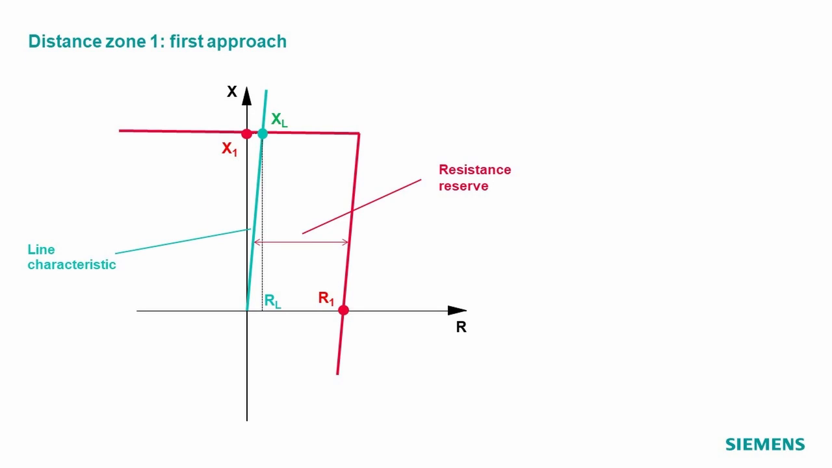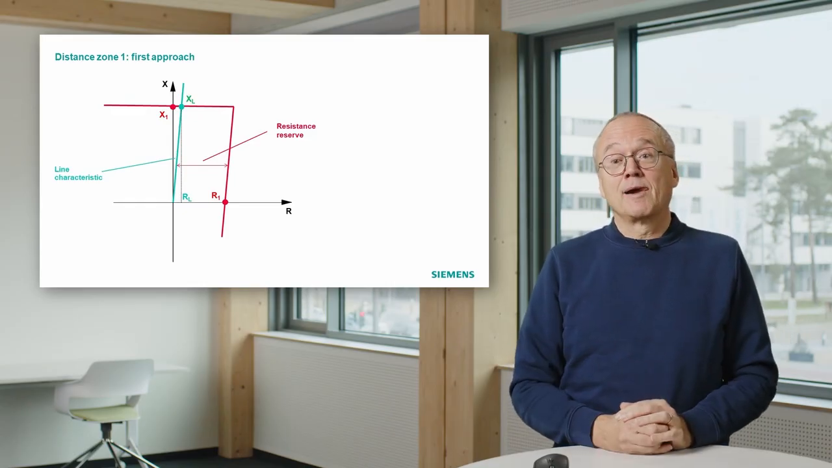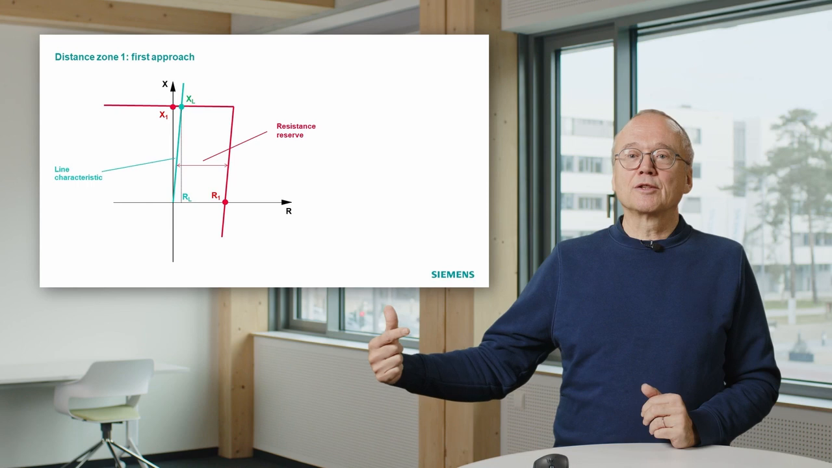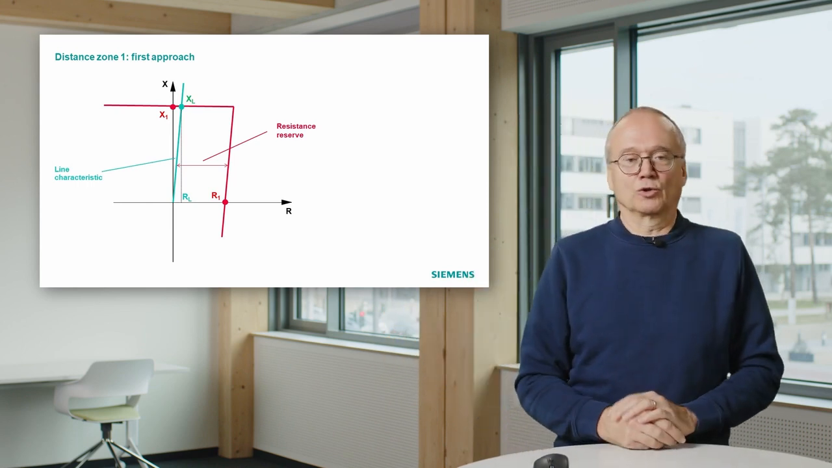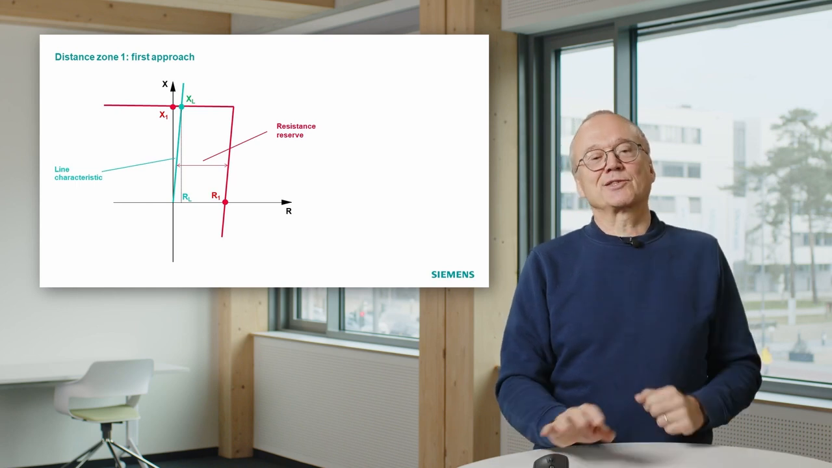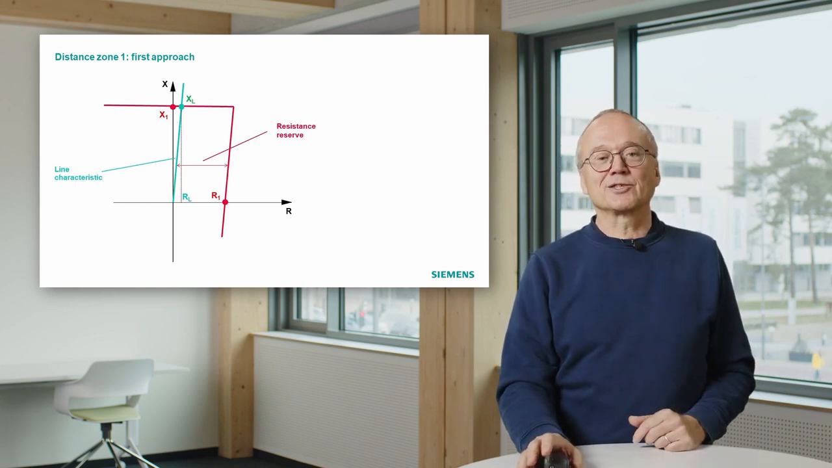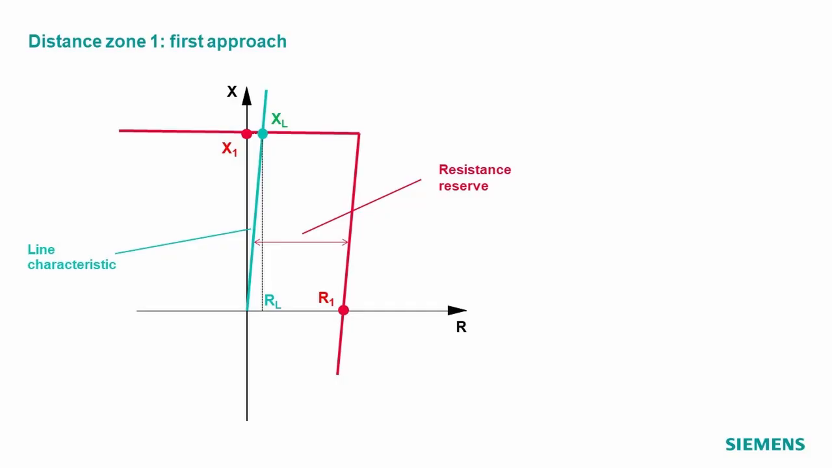That means we must be careful with the right side of this thing that we don't go too far. Then we would be very sensitive. We would be able to catch high resistive faults. But in a strong load situation, the measured point would move in and we would trip on load. That is not good. So that is always a discussion, this resistance reserve, how to set it in a distance relay, and we will talk about that a bit more at the end of this video.